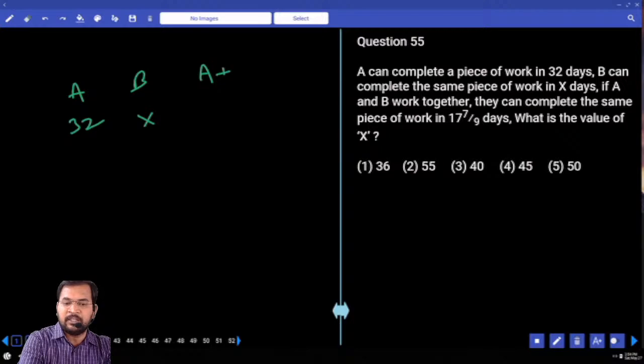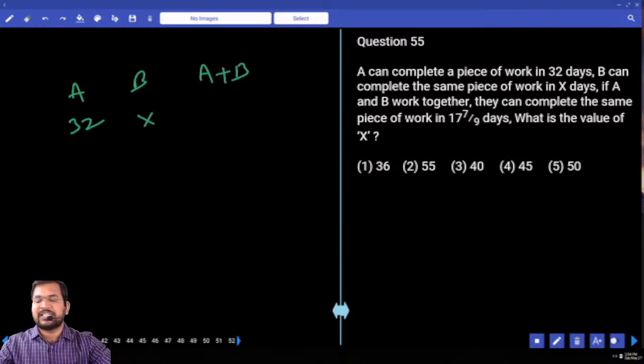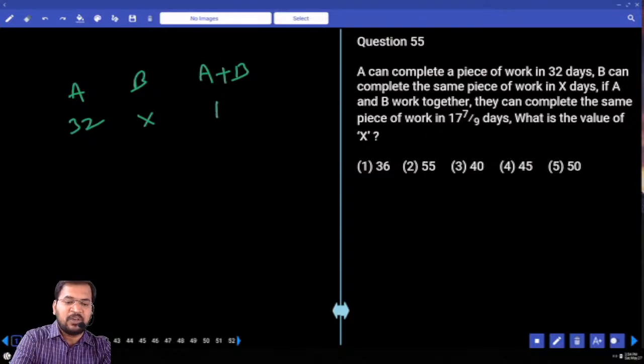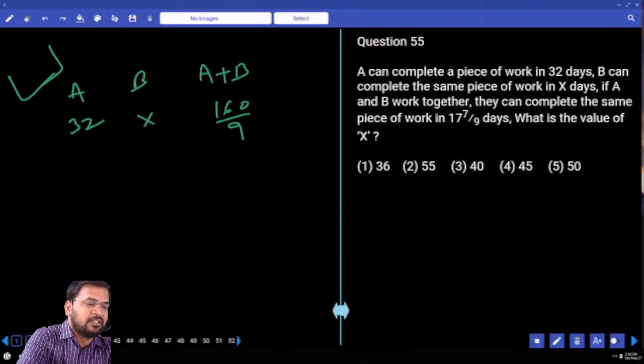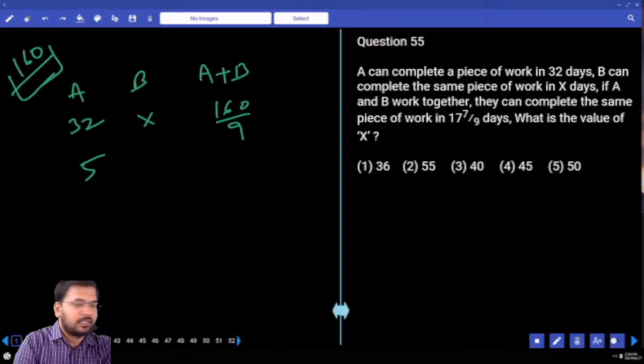A and B together take 17 7 by 9 days. 17 times 9 is 153, plus 7 is 160, so 160 by 9 days. LCM is 160. 32 goes how many times? 160 cancels, that is 9. A's efficiency is 5. A plus B together efficiency is 9.